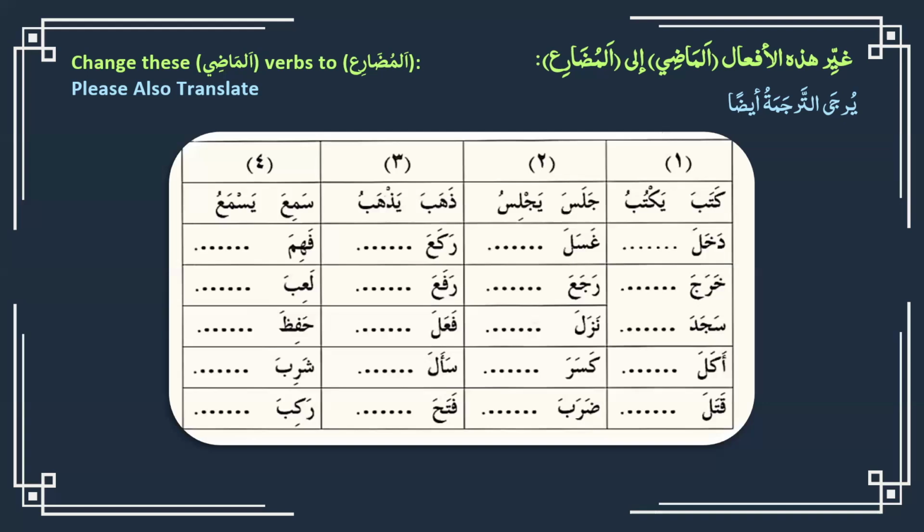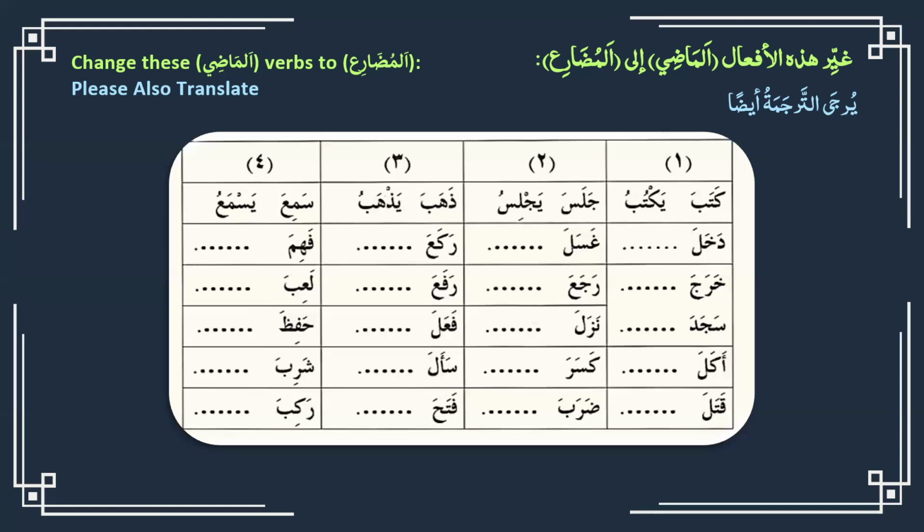Yarka'u. So raka'a means he bowed down in the past, and yarka'u means he bows down in the present tense. Yes. And rafa'a is to raise, right? Very good. So yarfa'u means he raises.